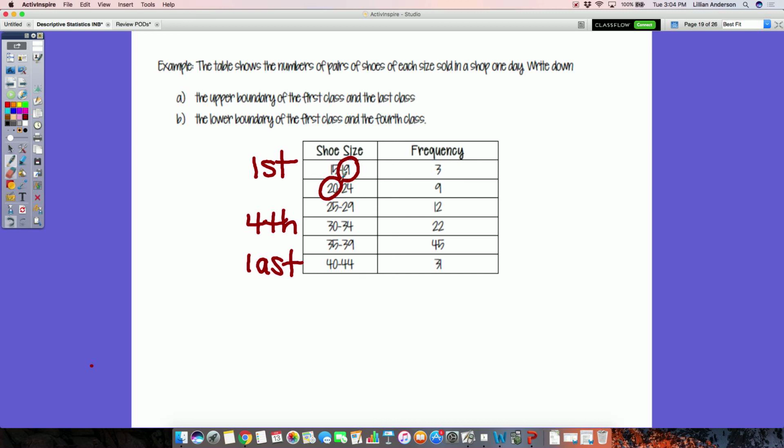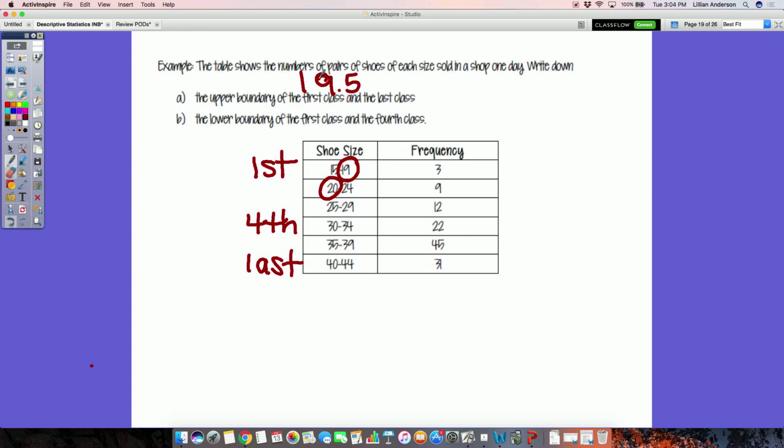Wait, so how do we know that they're in the same class? So you put first, then you put fourth, then you put last. You said 20 is part of the second class. But to find the upper boundary of the first class, this is the process that you do. You take the upper limit of the first class, and then you take the lower limit of the next class, and you find the average, which is what? 19.5. You get that by just adding 19 and 20 and then dividing by 2.